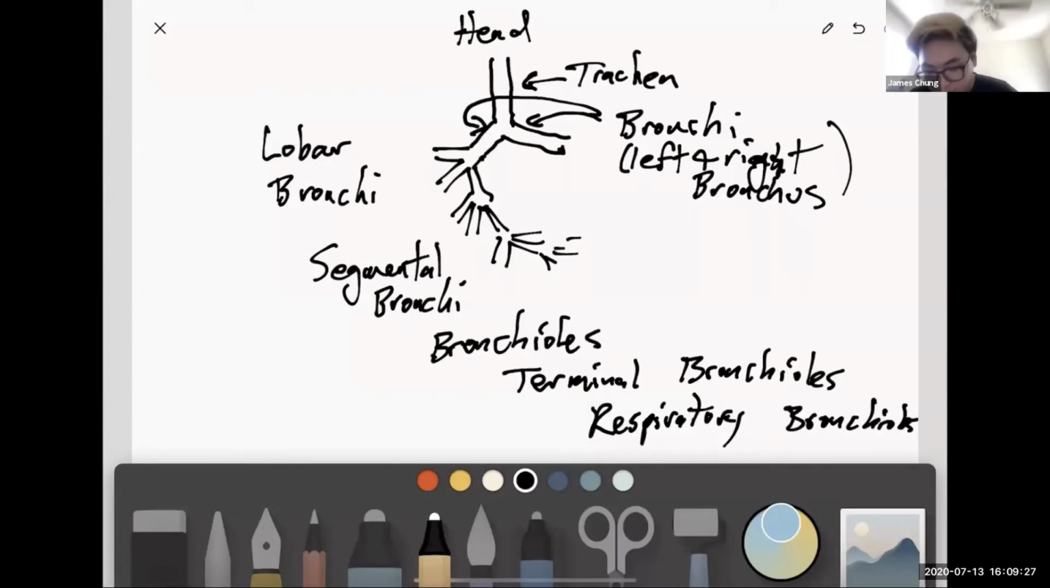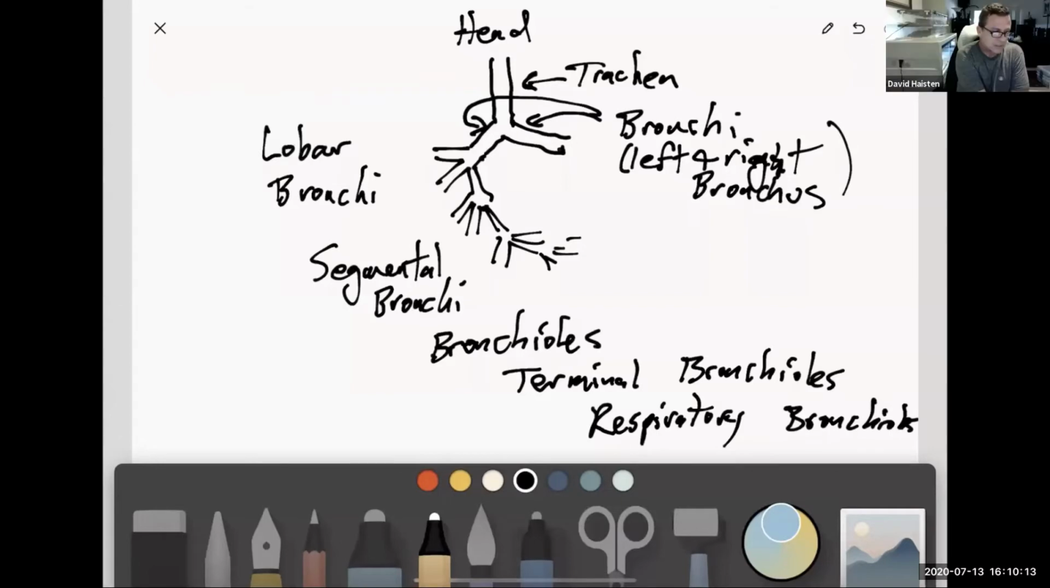Professor, for the segmental bronchi, is it by chance also called the tertiary bronchi? Yes. Yep, we have primary bronchi, secondary bronchi, tertiary bronchi. Okay, thank you. I don't like primary and secondary and tertiary. But yes, it's a different name. So we start out with the trachea, the trachea is going to split into a left and right main bronchus. Yeah, those are the primary bronchi, but I like left and right main bronchus, or even left and right bronchus.